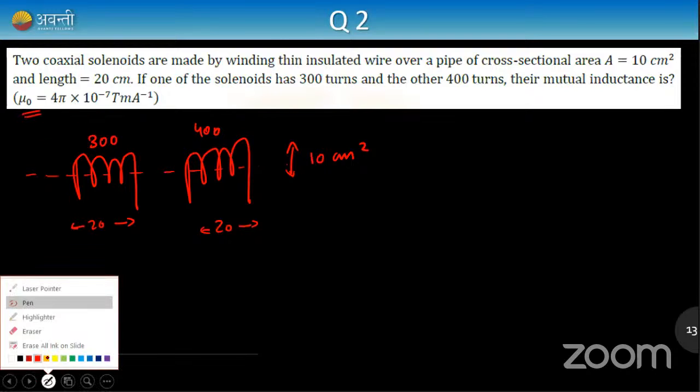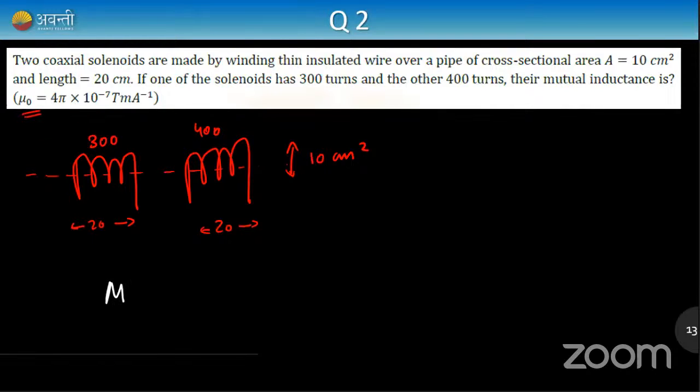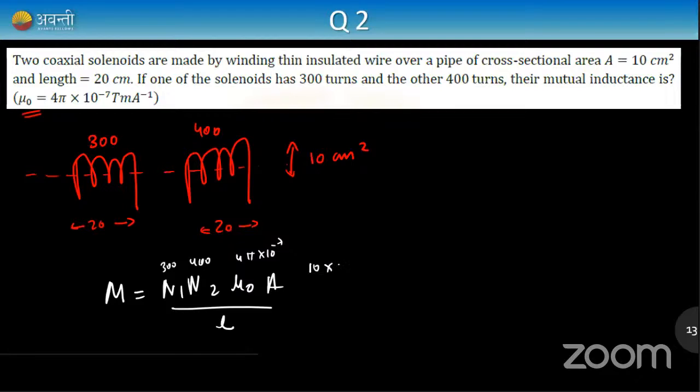They're asking what is the mutual inductance, and it's a very simple formula: N1 into N2 into mu naught into area divided by length L. The number of turns is 300 in one coil and 400 in the other. Mu naught is given as 4 pi into 10 raised to minus 7. Area is 10 into 10 raised to minus 4 meter square; I'm converting this into meter square. Then we divide by the length, 20 centimeter, which is 20 into 10 raised to minus 2. If you just multiply and divide, you'll get the answer.